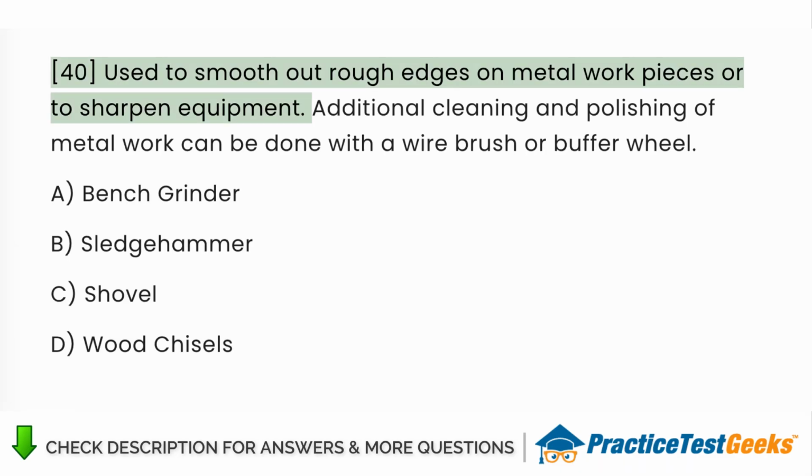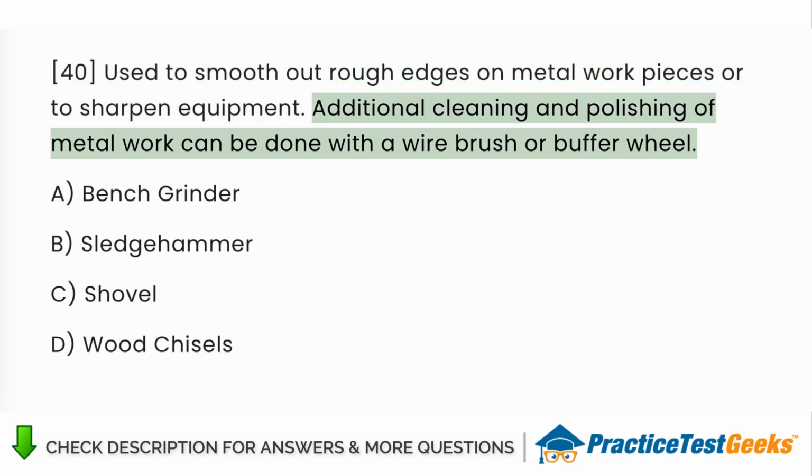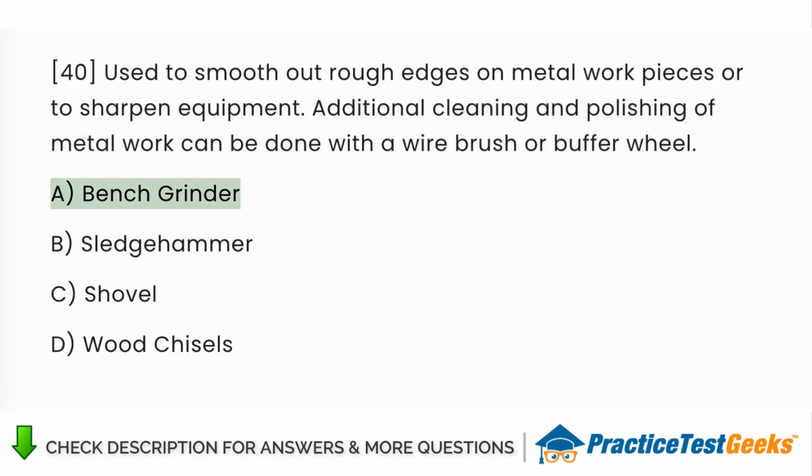Used to smooth out rough edges on metal workpieces or to sharpen equipment. Additional cleaning and polishing of metalwork can be done with a wire brush or buffer wheel. A. Bench grinder. B. Sledgehammer. C. Shovel. D. Wood chisels.